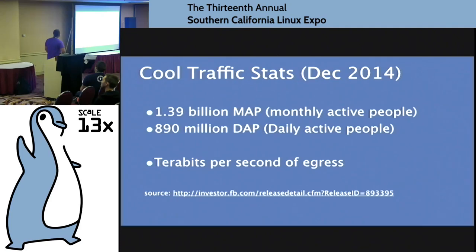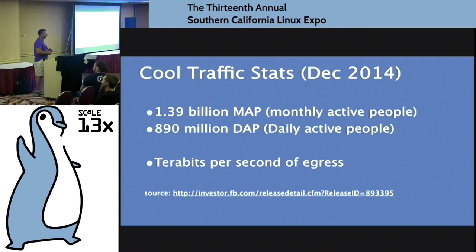Cool. So some cool traffic stats. We released our yearly numbers earlier this month, and as of the end of December 2014, we had 1.3 million people per month actively using Facebook. And as of December 2014, on average, during the month of December, there were 890 million people using Facebook.